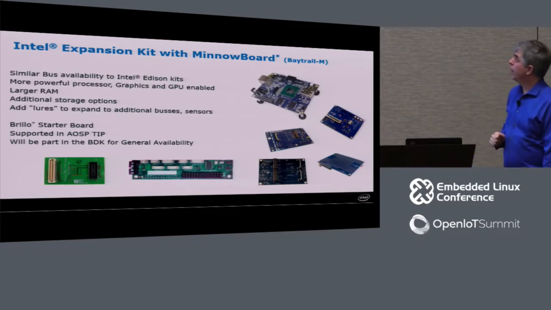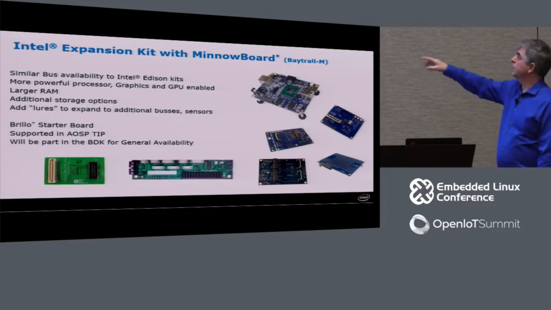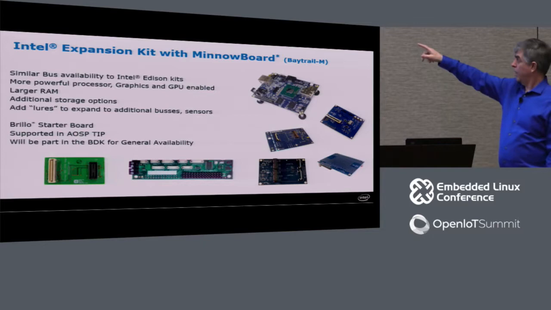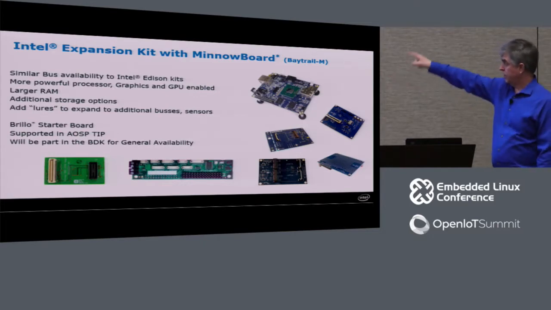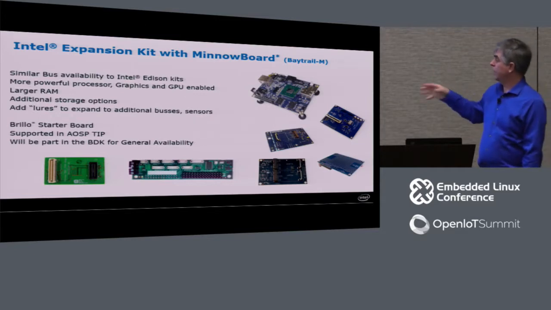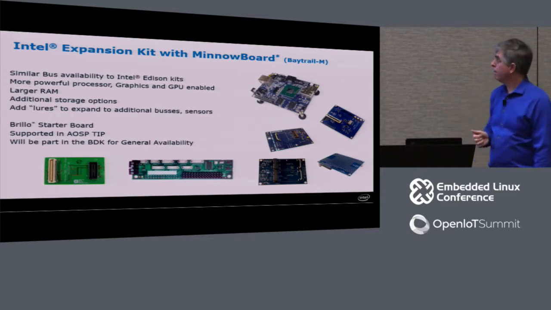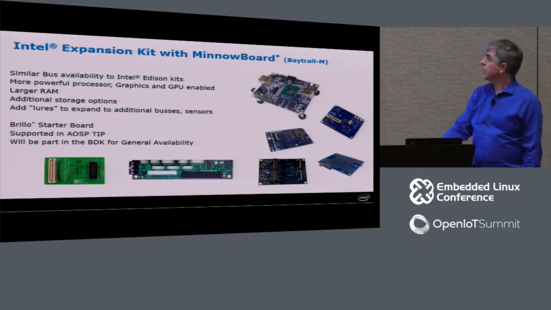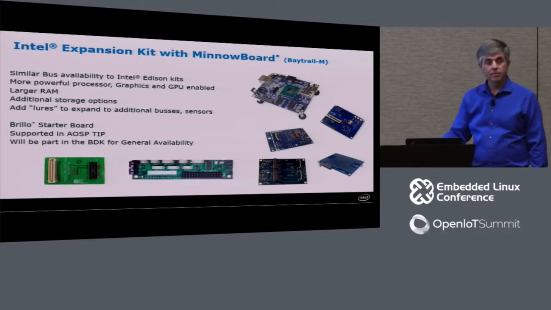The Minnow board Turbo being the current latest one, also has Brillo. This one's in AOSP, it's not in the BDK. And it also has mezzanine boards. You see them here. They either go on the high-speed or the low-speed connector. And they can add lots of different functionality to your Minnow board. The Minnow board doesn't have an eMMC. You boot the Minnow board from a SD card.